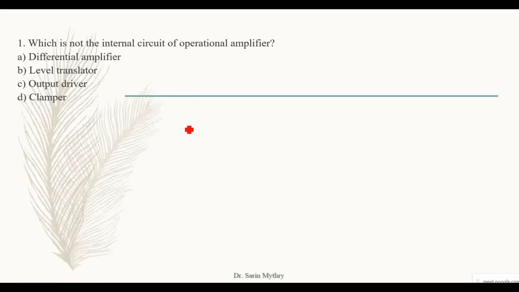Our operational amplifier will have an input stage, and this input stage is designed with the help of a differential amplifier. The DA is used to define the input stage. Then after the input stage, you will have an amplification stage, or else we call it a gain stage, where the gain of your first stage will be amplified. So it is called a gain stage.